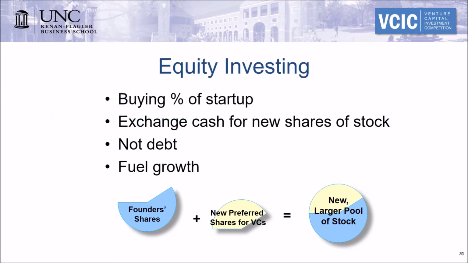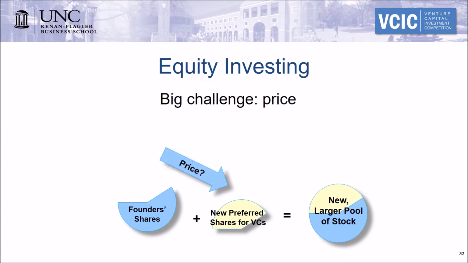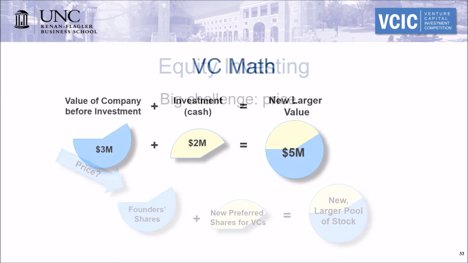Recall from the video in which we defined venture capital that VCs will receive new preferred shares of stock for their investment. This creates a specific challenge: pricing. VCs and founders have to agree on a price for the new shares. That price is derived from their agreeing on what the startup is worth before the investment. Let's take a look at the math.